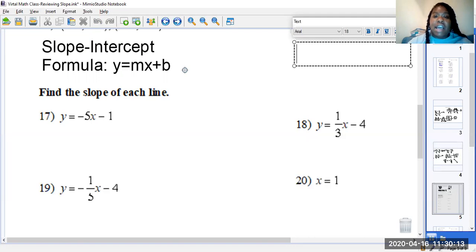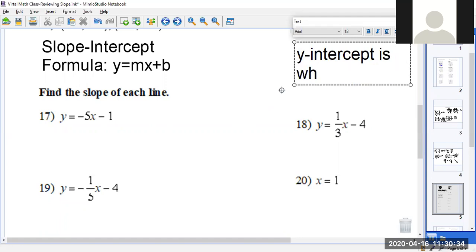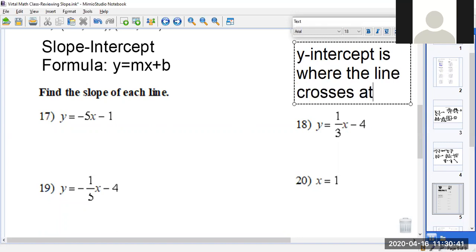So remember, the y-axis is the vertical. Okay? So I'm going to write that here. Y-intercept is where the line crosses at the y-axis.